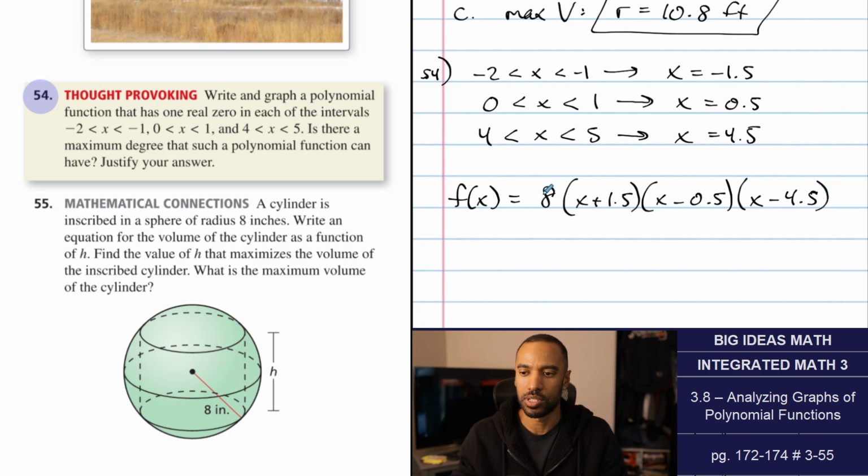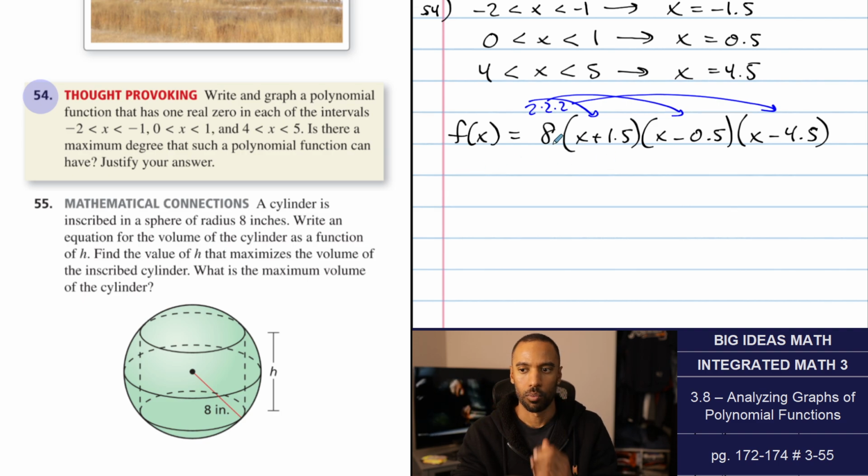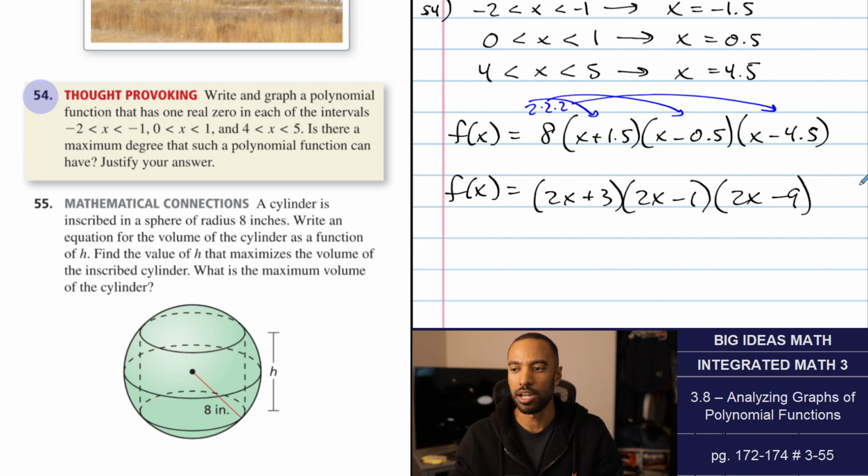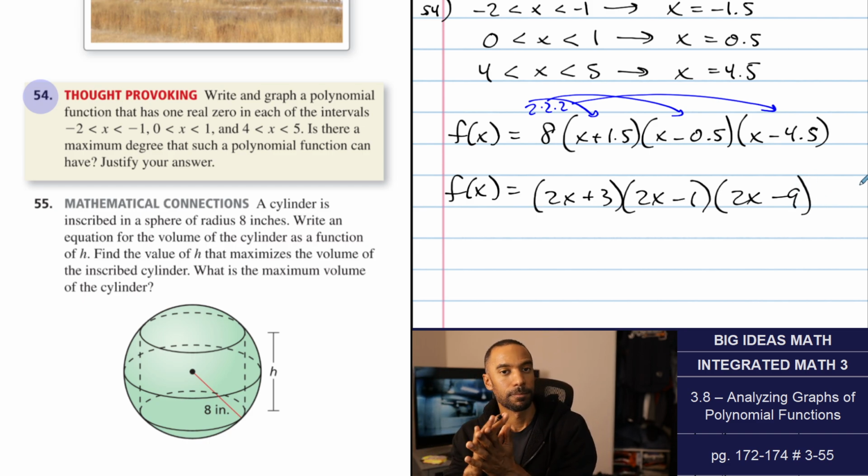Now, what I can do is 8 is 2 times 2 times 2. What if I take these 2's and distribute them into each of these quantities here? Suddenly, what was factored for me, that's fine. That still has those zeros. Suddenly, this becomes 2x plus 3 times 2x minus 1 times 2x minus 9. I'd much rather deal with these than I would with the other ones.